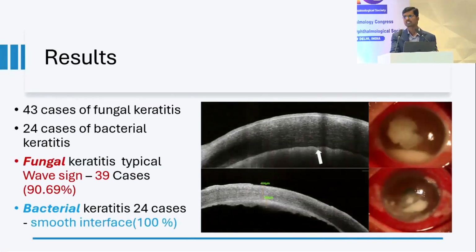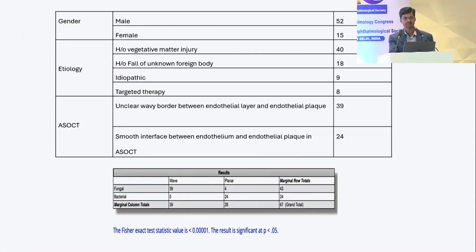Results: among the 67 cases, 43 cases were fungal keratitis and 27 cases were bacterial keratitis. A typical wave sign is seen in more than 90% of the cases of fungal keratitis, but in almost 100% of the cases of bacterial keratitis, a planar or smoother surface is seen.